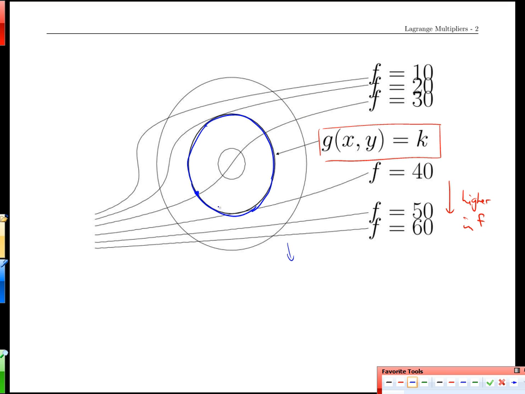I could move further down. I'd be getting closer and closer to f equals 40. And in fact, that point right there where I touch f equals 40 seems like the highest value we can reach. Now, one of the questions we might ask is, is there something special about that point that is not true of the other points? And there is, actually.